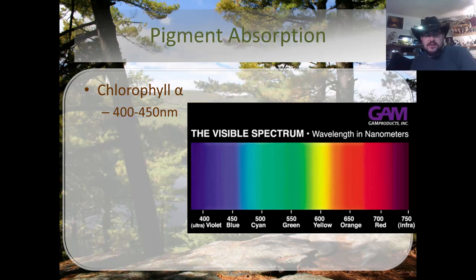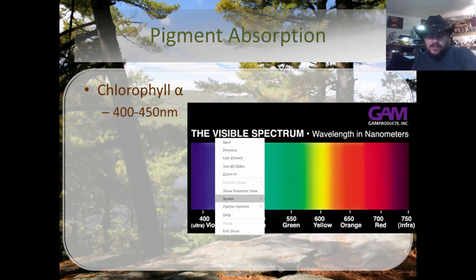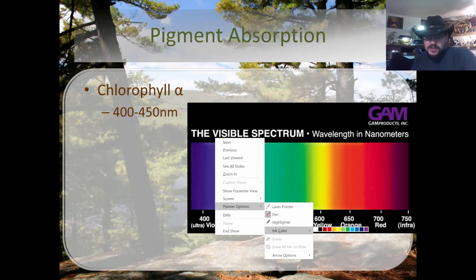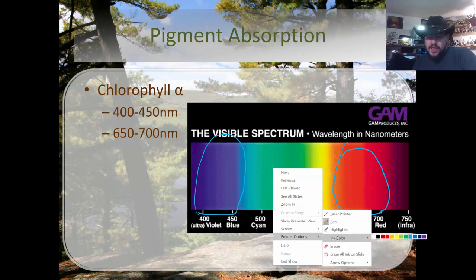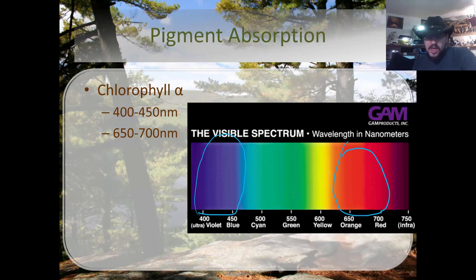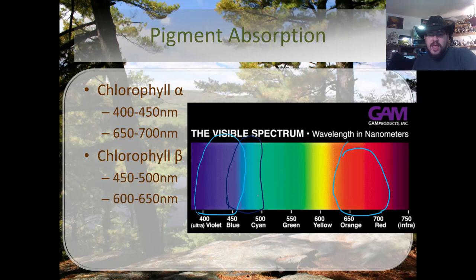Which is the violets. And it also absorbs in the violet to a little bit of blue range, and in the 650 to 700 nanometer range. So some violets and blues and some reds. And then we also have chlorophyll beta, again in the 450 to 500 nanometer range, and the 600 to 650. So a little bit of the yellows and some of that orange and reds.